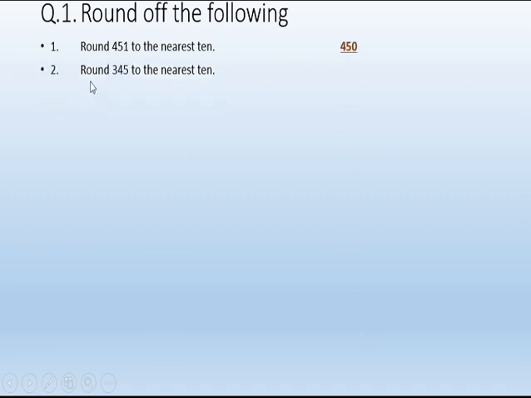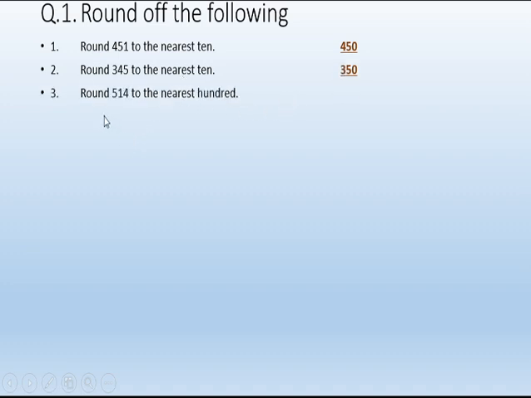The next number is 345 to the nearest 10. In this example, whenever we remove 5, which is in the unit place, it is 5 or more, so we add 1 to the 4. So it will not become 340, it will become 350. That will be your answer.